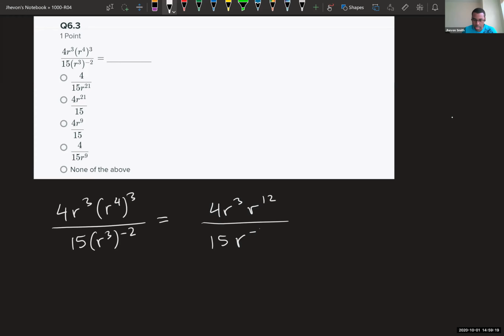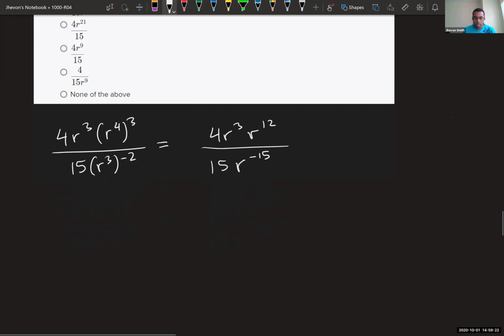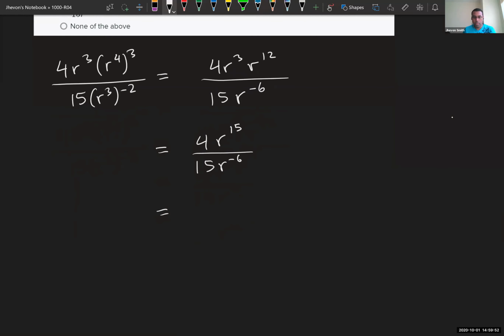And for similar reasons, this here would be minus 15. Now what? Oh, it's minus 16, minus 6, sorry. It's 3 times 2. Minus 6, yes. Don't know where 15 came from. Because I already started doing the top in my head. So 4 times r to the 15 divided by 15 r to the negative 6. So it will be 4 r to the 15th plus 6 because it's minus negative 6.